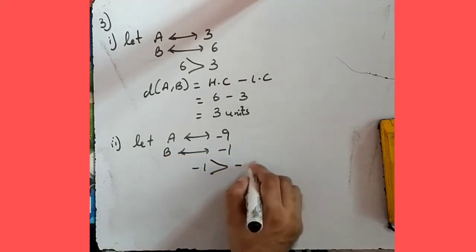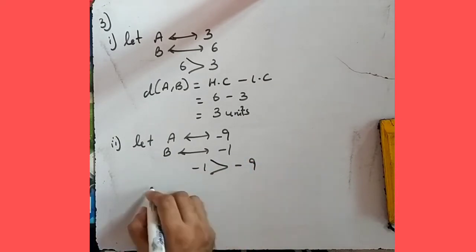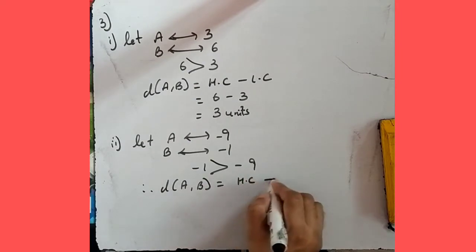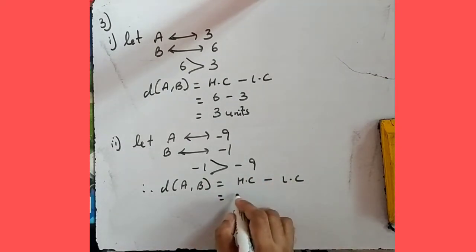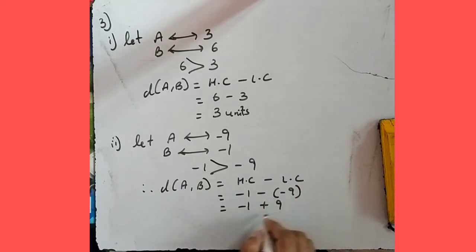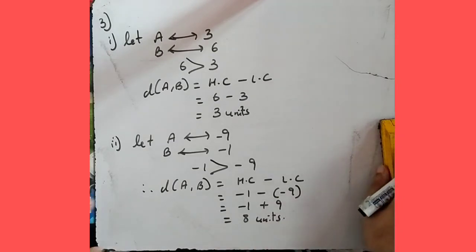Here minus 1 is greater than minus 9. Therefore distance AB will be found out again by the same formula, higher coordinate minus lower coordinate. Minus 1 minus minus 9, minus 1 plus 9, which will become 8 units.